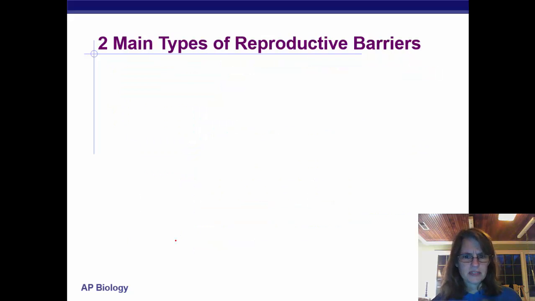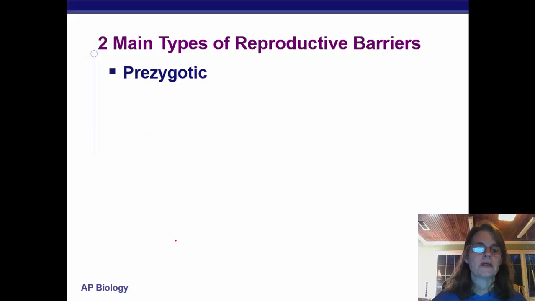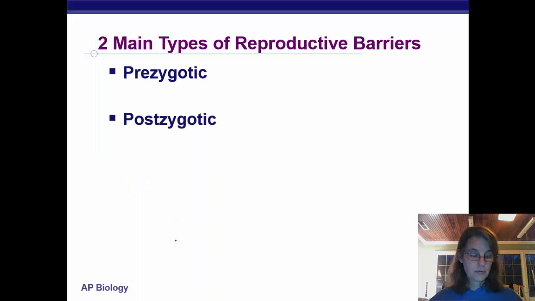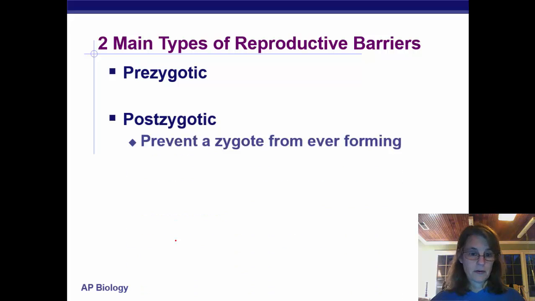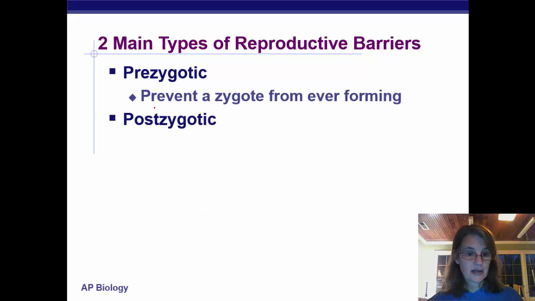There are two types of reproductive barriers that can keep species separate from each other. They are prezygotic barriers and postzygotic barriers. So, barriers before the zygote is formed and barriers after the zygote is formed. Prezygotic barriers prevent a zygote from ever forming in the first place.